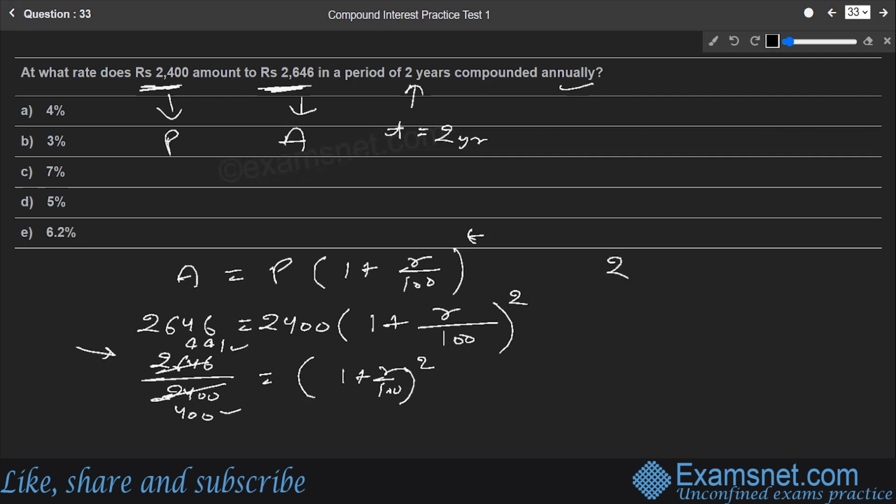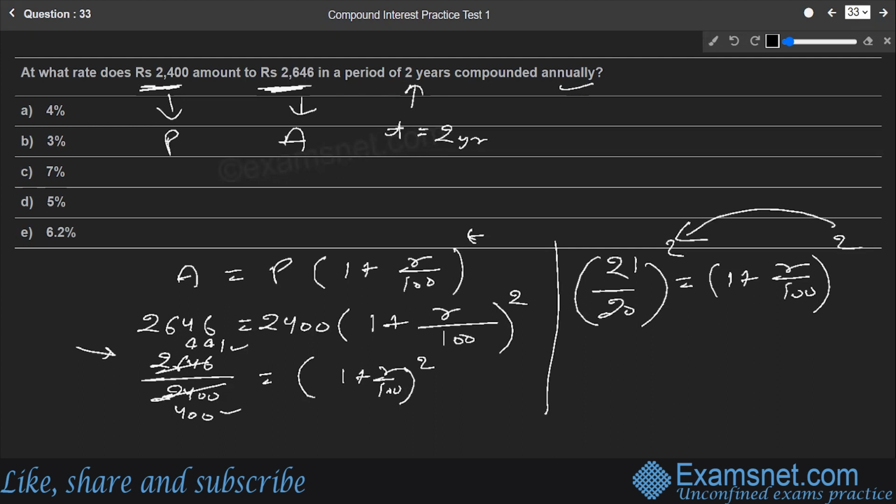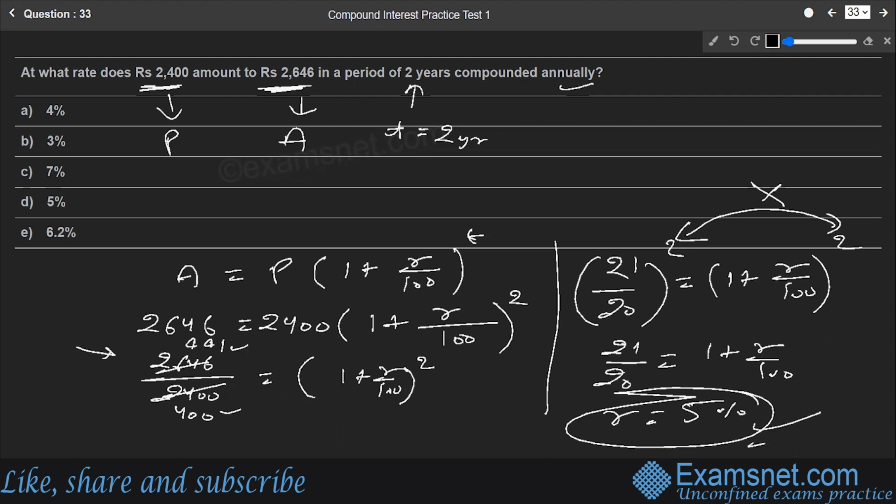So we can rewrite this equation as (21 by 20) whole square is equal to all that is on the right hand side, that is (1 plus r over 100) whole square. Now two squares are there on the left hand side and the right hand side, so they can be cancelled. So we are left with 21 by 20 is 1 plus r over 100. If we solve this equation, we're going to get r value as 5%. So that is the right answer. Rate is 5%, and it is given in option number D.